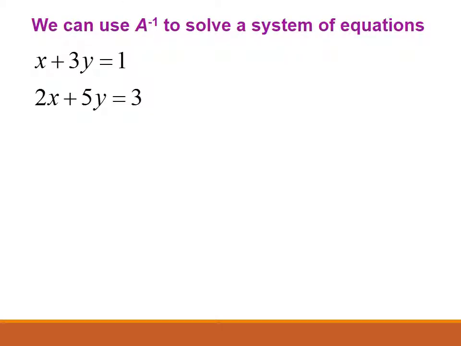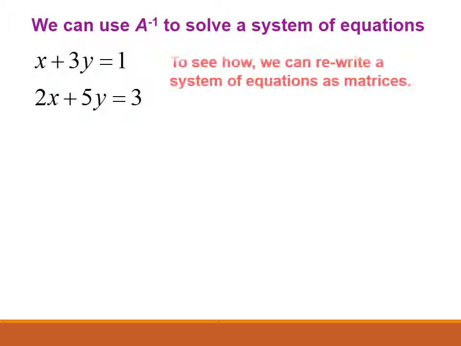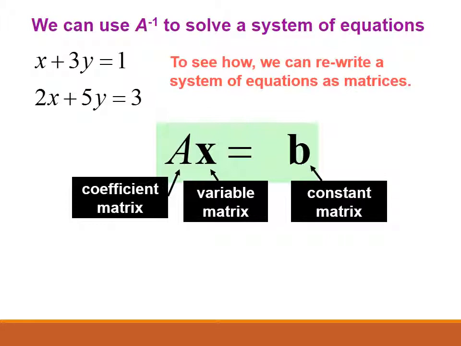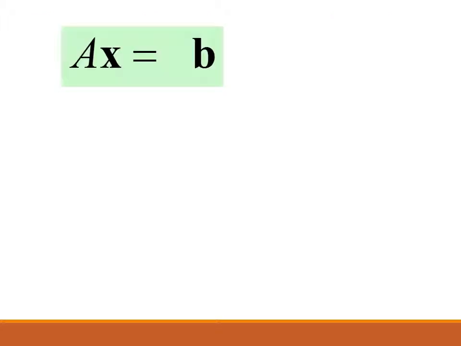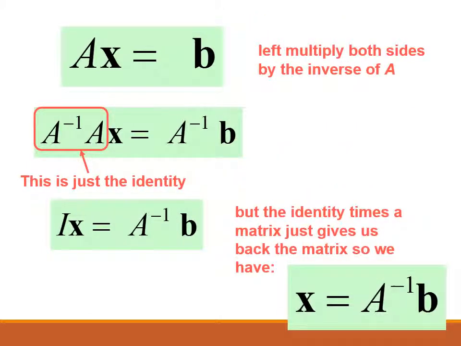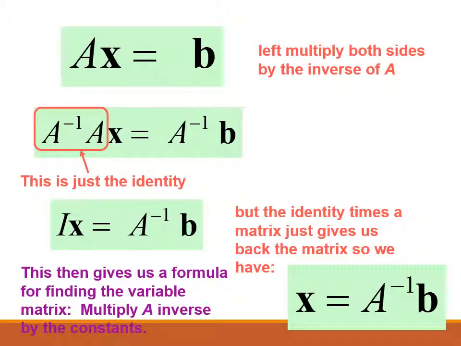We can use A inverse to solve a system of equations. To see how, we can rewrite the system of equations as matrices. AX equals B. Left multiply both sides by the inverse of A. This is just the identity. But the identity times a matrix just gives us back the matrix, so this gives us a formula for finding the variable matrix. Multiply A inverse by the constant matrix.